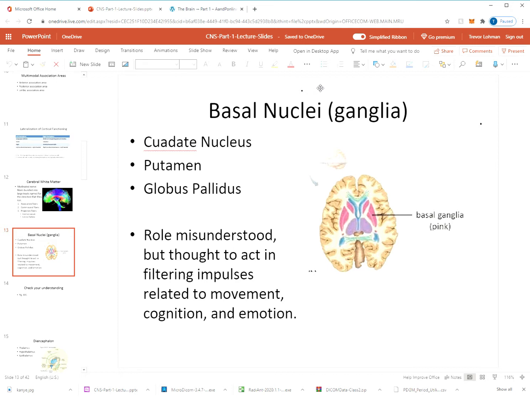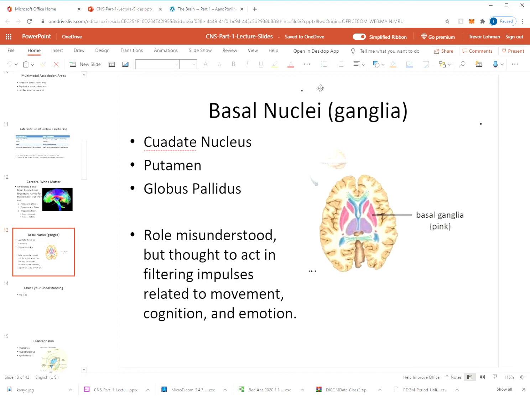Now this is straight out of your book. Their role is misunderstood, but thought to act in filtering impulses related to movement, cognition, and emotion. And I don't know that I would say that their role is misunderstood, but to be fair, when it comes to the brain, yes. Often we are extrapolating, we're looking at data and drawing conclusions from that data, and sometimes it is flawed. So I think it's probably fair to say that a lot of the brain is misunderstood.